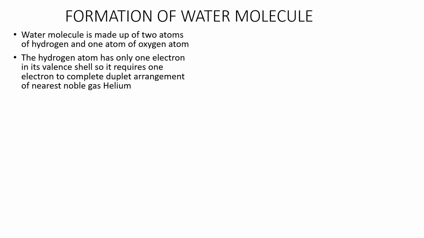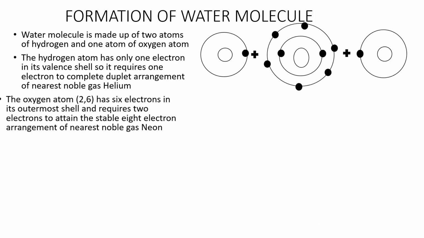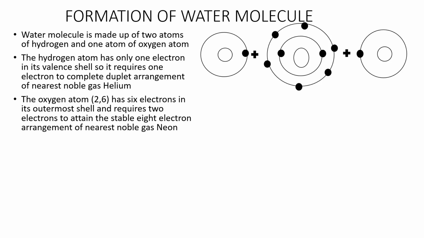Whereas the oxygen atom has got 6 electrons in its outermost shell, and it requires 2 more electrons to attain the stable electronic configuration of the nearest noble gas, that is neon. So the oxygen atom shares its electrons with hydrogen atoms. The oxygen atom shares its electrons with 2 hydrogen atoms.